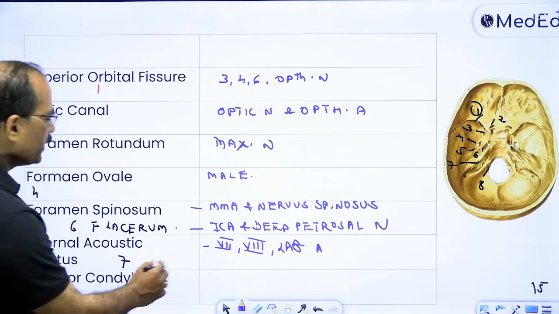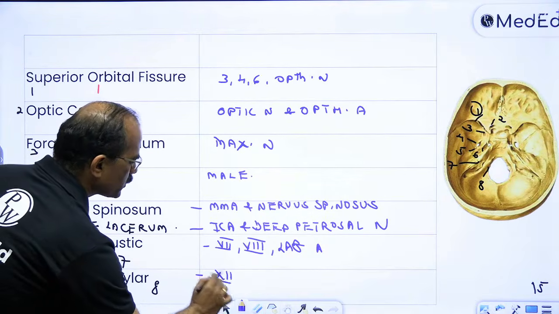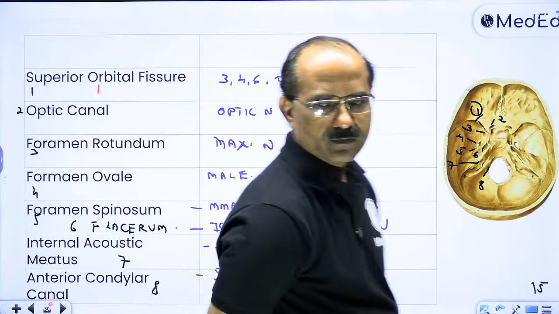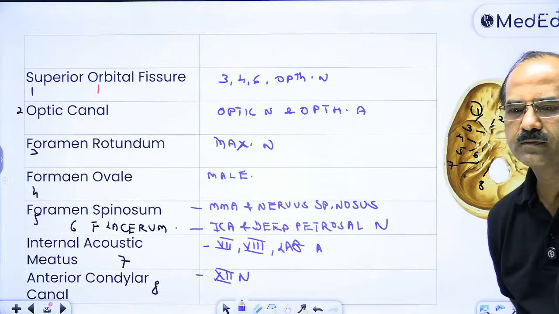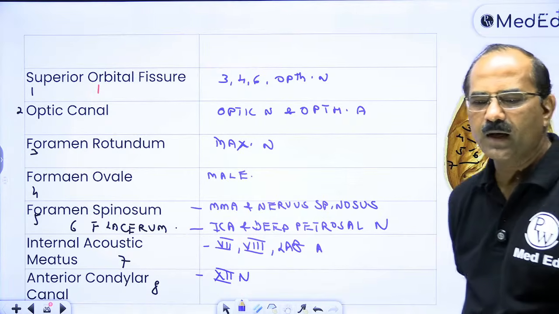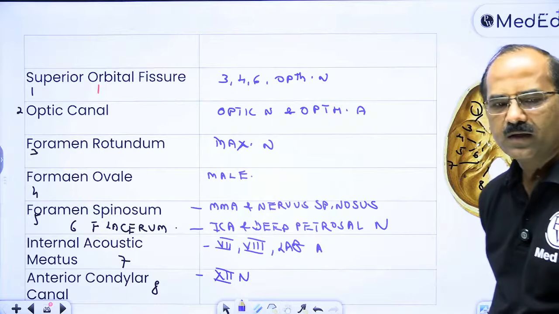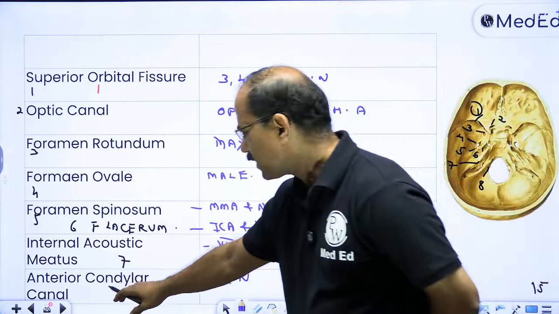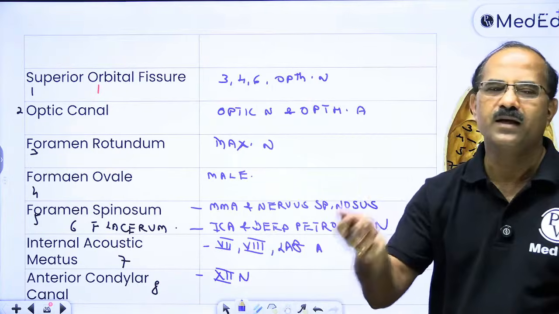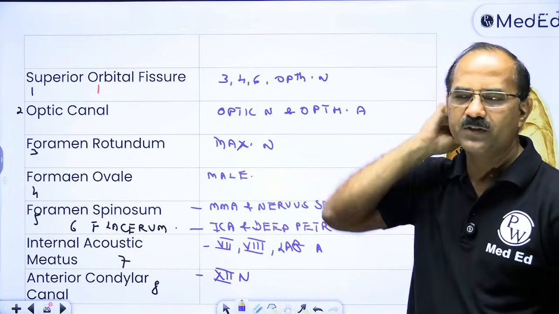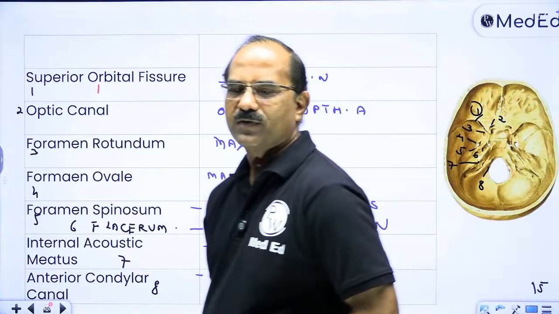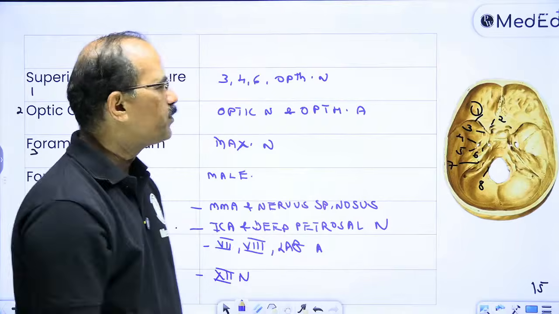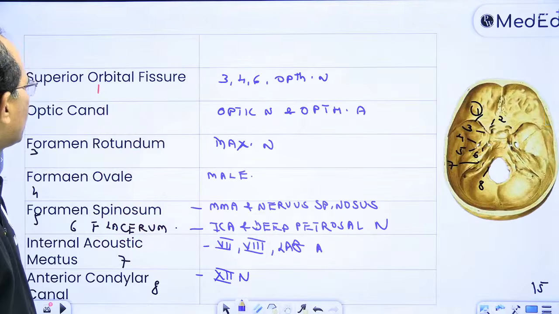Okay. What passes through the anterior condylar canal? Hypoglossal nerve. And anterior condylar canal is the hypoglossal canal. Anterior condylar canal, children, that is the hypoglossal canal. What passes through that is the hypoglossal nerve. Very good, excellent. Come on, all this is very important, children, remember it well.